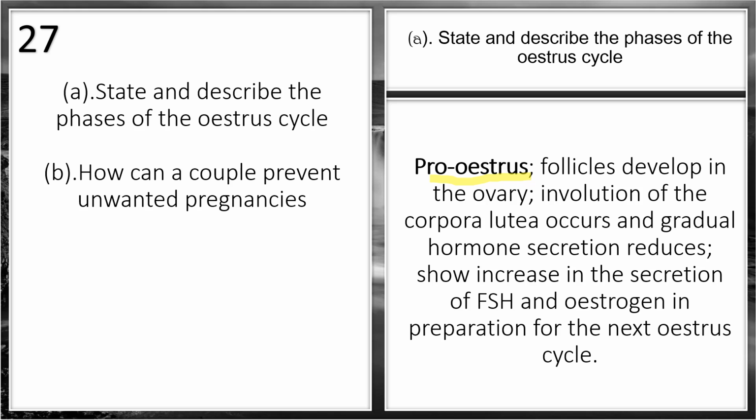Proestrus. Follicles develop in the ovary. Involution of the corpus luteum occurs. Gradual hormonal secretion reduces. There is an increase in the secretion of follicle-stimulating hormone and oestrogen in preparation for the next oestrus cycle.